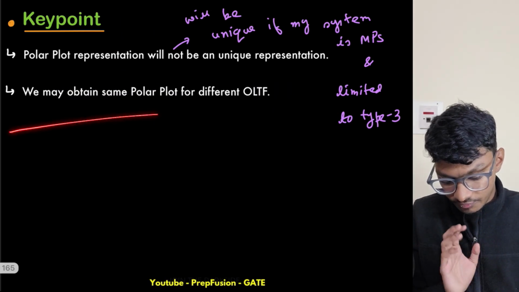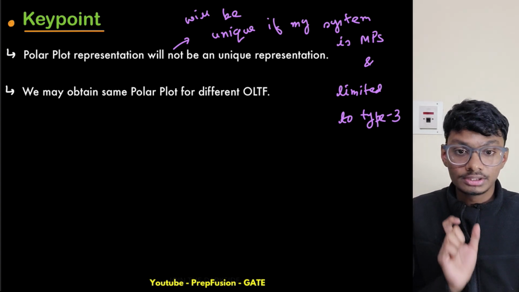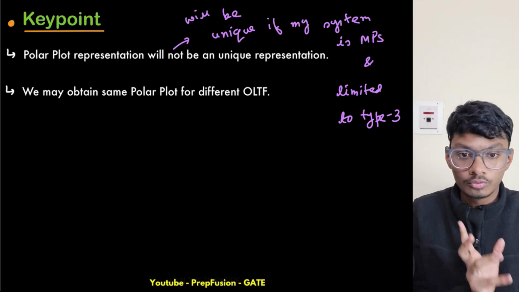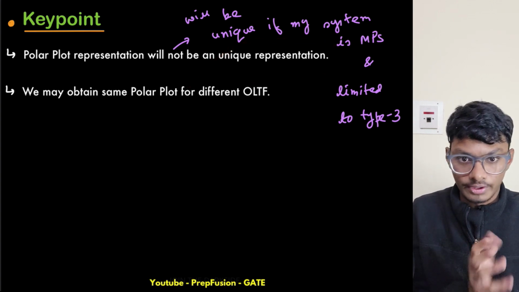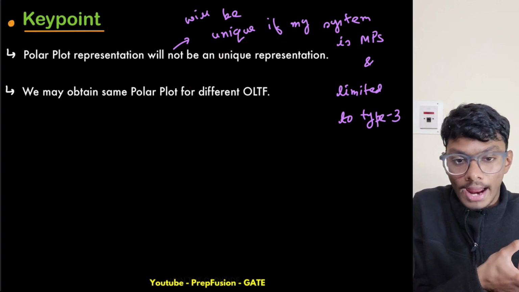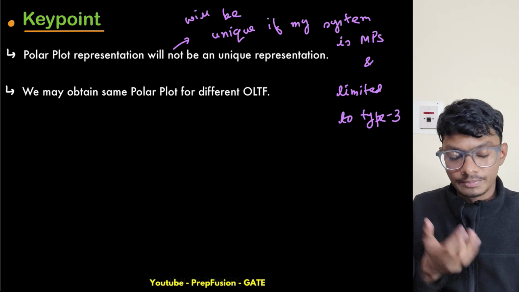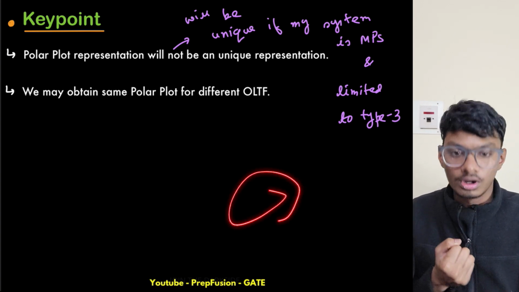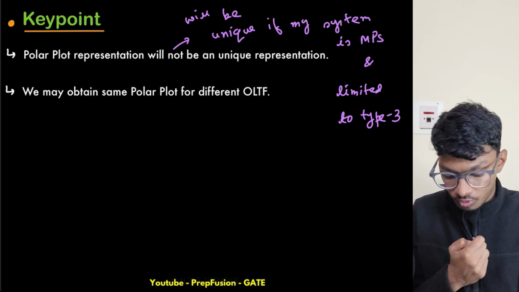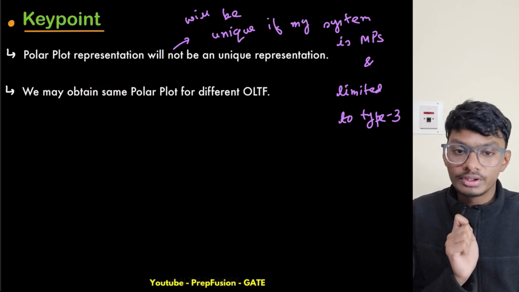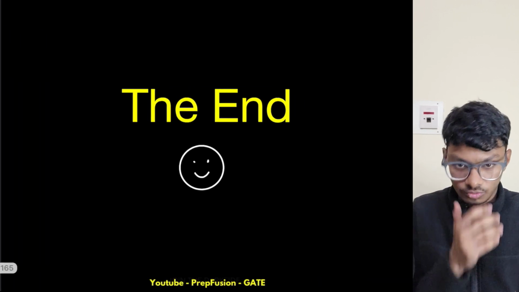here, we did a few key points at the end of the lecture, where I told you that a polar plot will not be a unique representation for an OLTF. Because if I want to go back to my transfer function representation, to my OLTF, from my polar plot, then I can get multiple transfer functions. So the polar plot will not be a unique representation. Those things got clear.